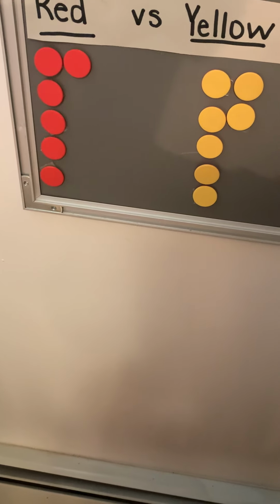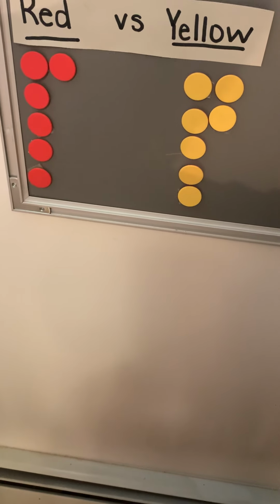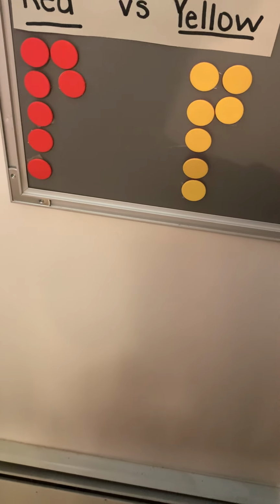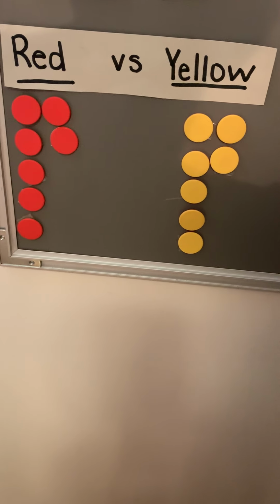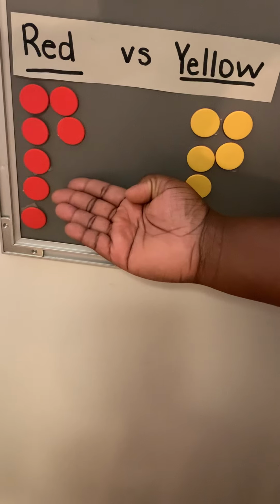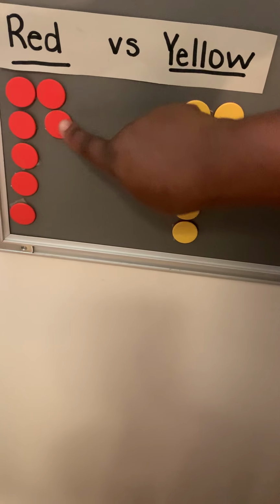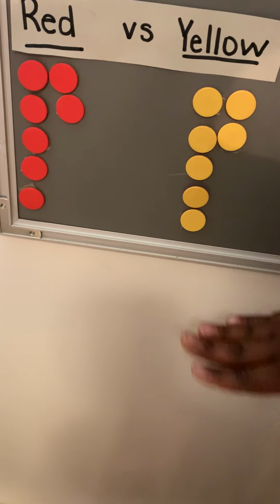But what if I did this? What if I put one more red? What would happen if I put one more red? What do you think? Let's see. If I added one more red, now this is 7 and this one's 7. That means they are equal. They're the same. If you added one more to 6, it would be 7, and these are both 7 now. So it is equal.